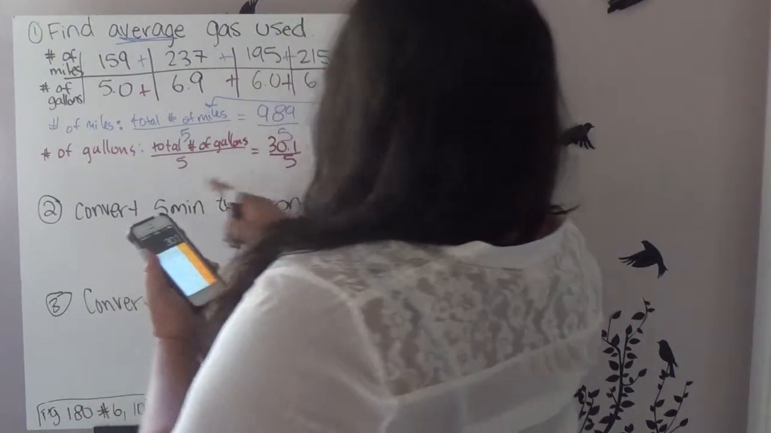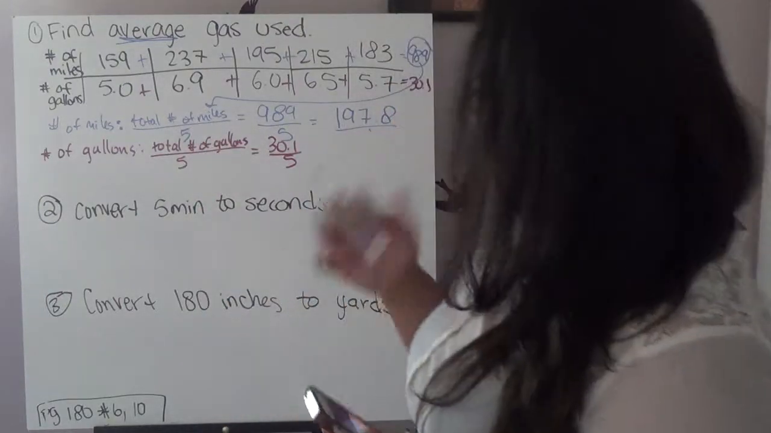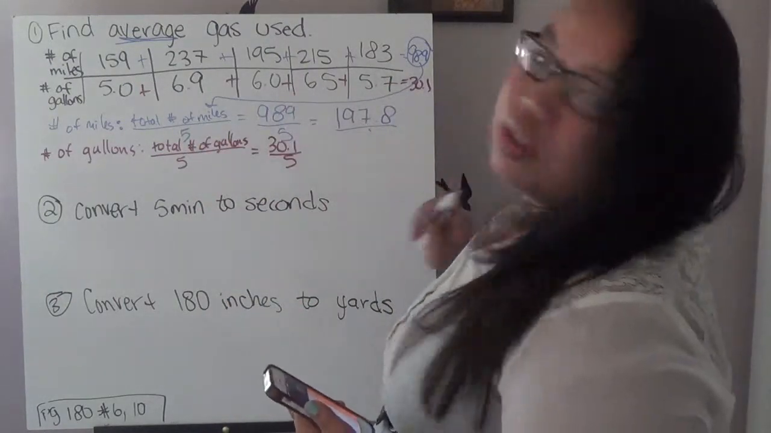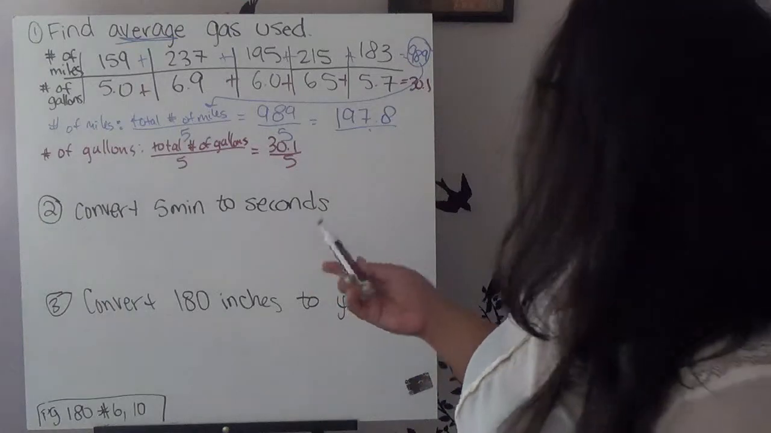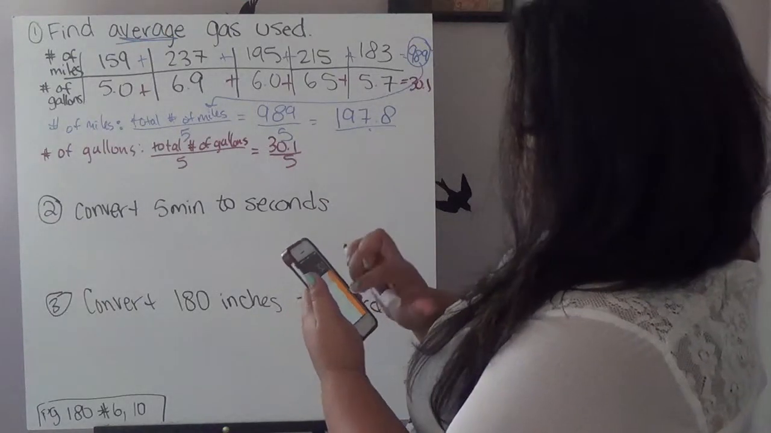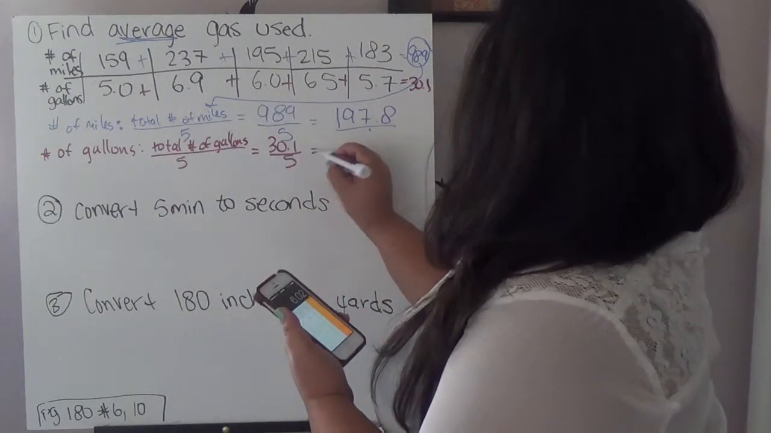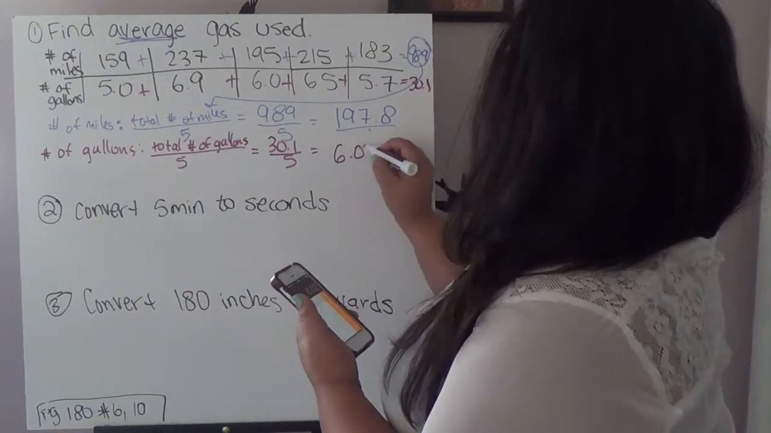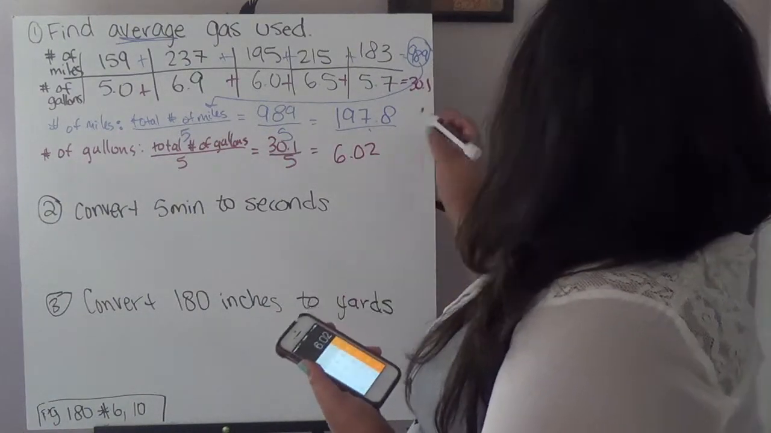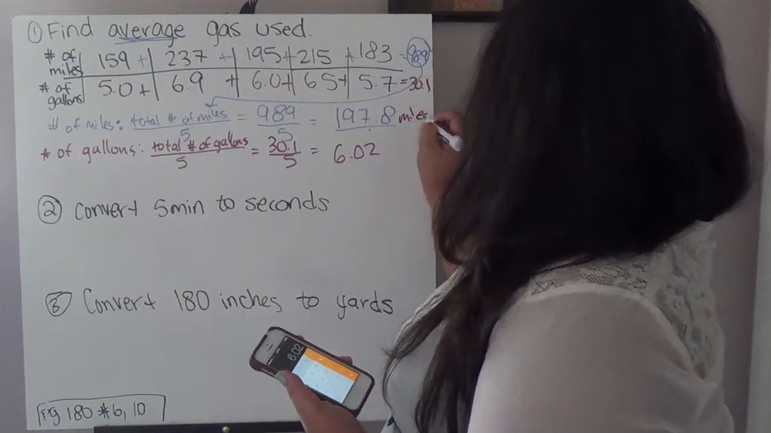Divided by 5. And remember, I don't always use 5. I just use 5 because there are 5 numbers. If there were 6, then I would use 6. So 30.1 divided by 5 would be 6.02. So this is miles, this is gallons.